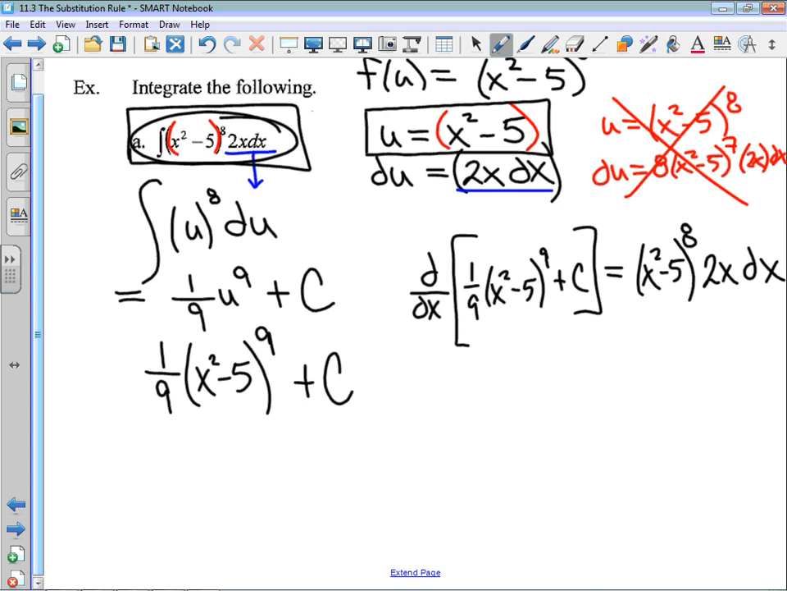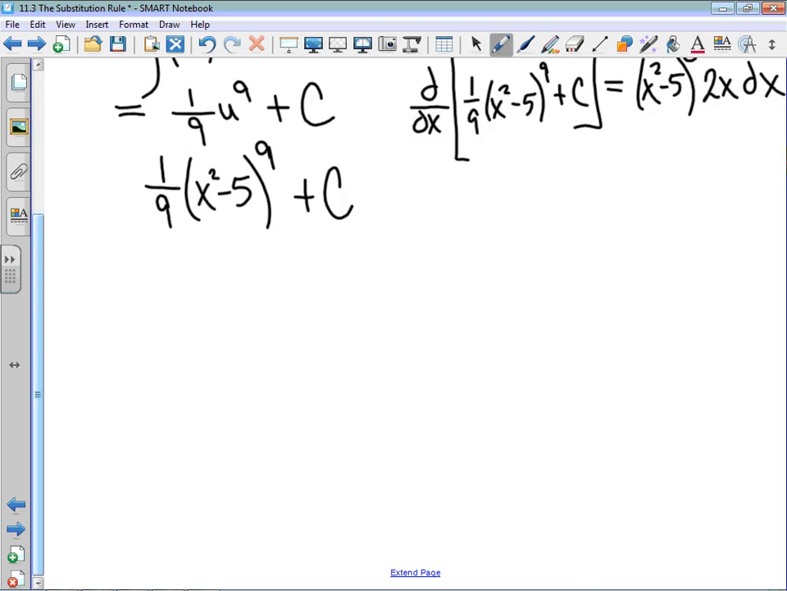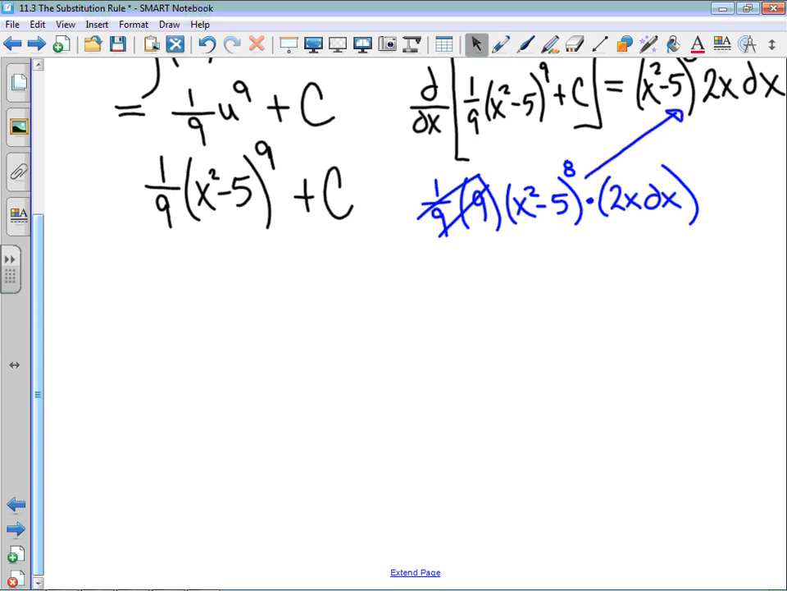Now, I think this is such a good idea, and I really want to push this. Check, at least initially, if you're not sure if you're doing this right, check it, take the derivative. The derivative of 1/9 (x squared minus 5) to the power of 9 is 1/9. We're going to take that constant out. I'm going to multiply by the exponent on the bracket, then reduce that exponent by 1, and then multiply by the derivative of the inner piece, and that dx is just included to make sure that we are taking the derivative with respect to x. These cancel, and I get the expression that was inside the integral. Really, really important to push that concept home that we are doing the opposite operation of the derivative.